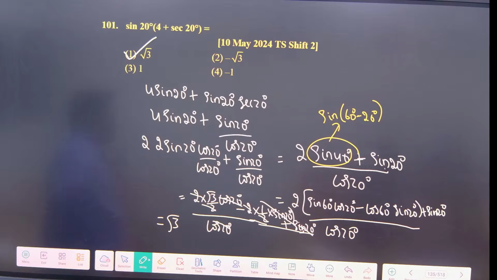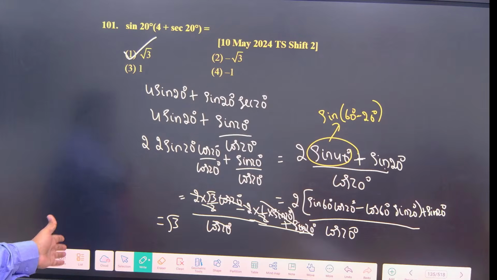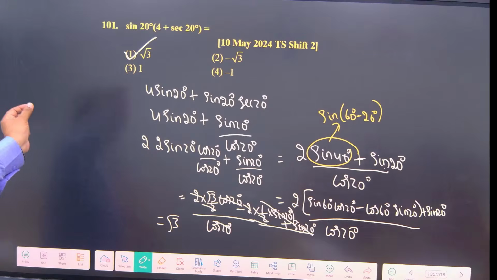Sin 40, we made it in terms of 20 we wanted. So we wrote it as sin 60 minus 20. So that we got it as what? Sin of A minus B. Sin of A minus B if you apply, you will get it in this form, you can cancel it. When such angles are given, 20 and all, definitely you have to convert to an angle which we know.